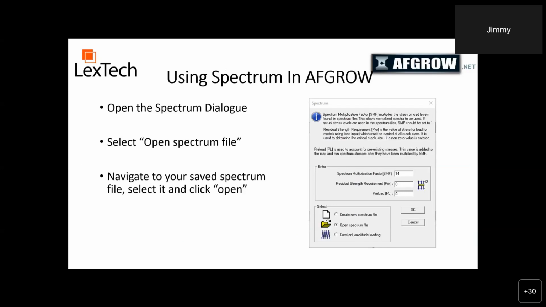After you save your spectrum to a file, you can then open the spectrum dialog within AFGROW, select Open Spectrum File, and then navigate to your saved spectrum and click Open, and then you'll be set to use your spectrum in an AFGROW prediction.